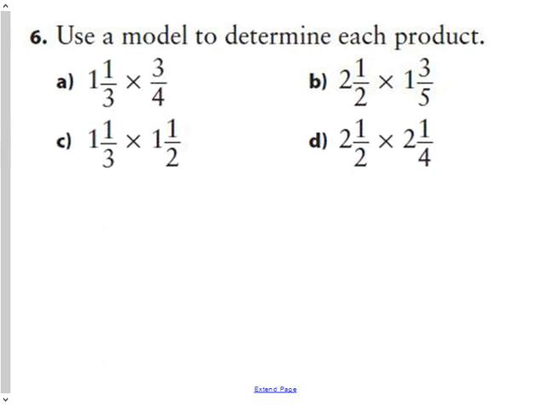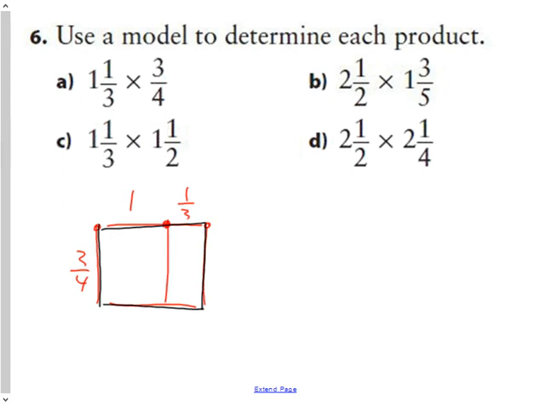Question 6, use a model to determine each product. So for the first one, A, I think we already did it before, but the length is going to be 1 1/3. So the distance from here to here is 1. The distance from here to here is 1/3. And this whole side here is going to be 3/4. So 1 1/3 multiplied by 3/4 will be the area of the entire rectangle.